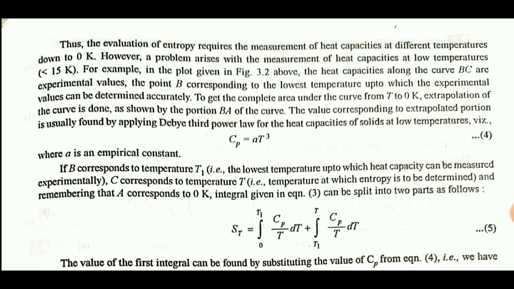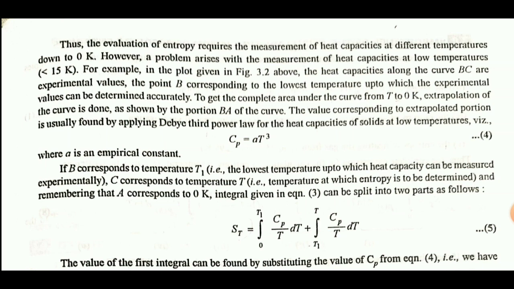However, a problem arises with the measurement of heat capacity at low temperature. For example, in the plot given in figure 3.2 above, the heat capacities along the curve BC are experimental values. The point B corresponds to the lowest temperature up to which the experimental values can be determined accurately. To get the complete area under the curve from T to 0 K, extrapolation of the curve is done as shown by the portion BA of the curve.